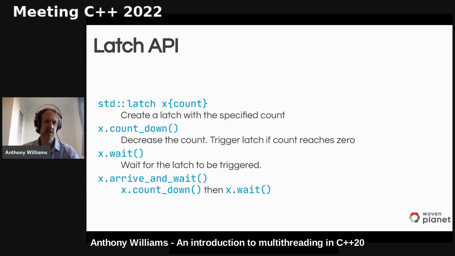So here's the API. We construct it with a count. We have count down. We have wait. We have the idiosyncratically named arrive and wait, which does a countdown and then a wait. It's called arrive and wait for consistency with barrier, which we'll look at in a minute. Which seems a bit odd with the latch API, but there we are. These things happen.